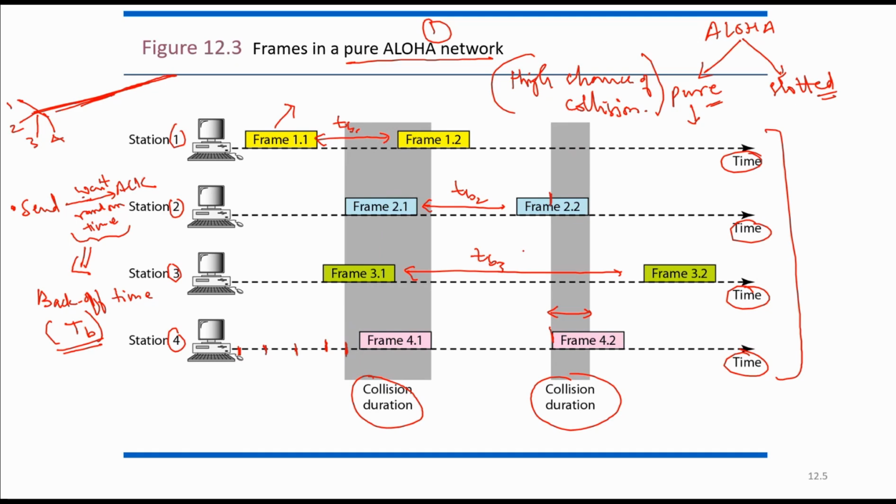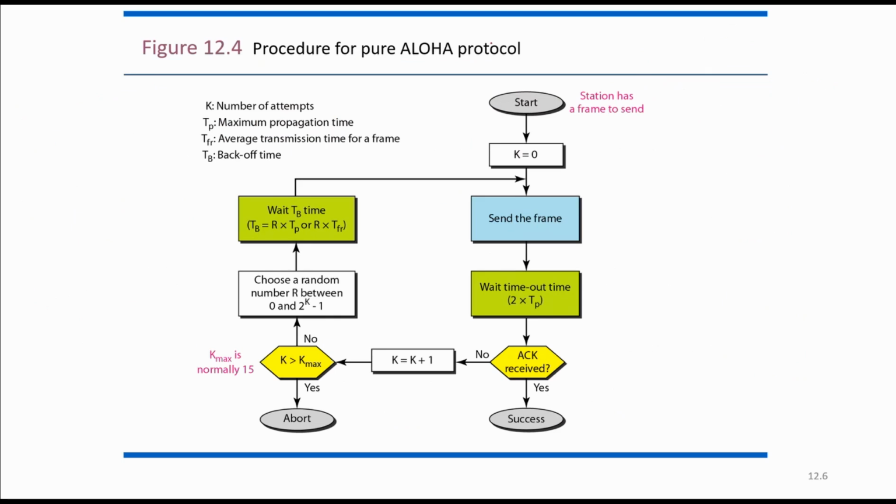Okay, so in this case, we can just proceed to the next. This is the procedure for pure Aloha. Suppose the station has received a frame from the upper layer, then it will start with k equals 0. This k is the number of attempts. So suppose this is the 0th attempt, then it will be sending the frame.